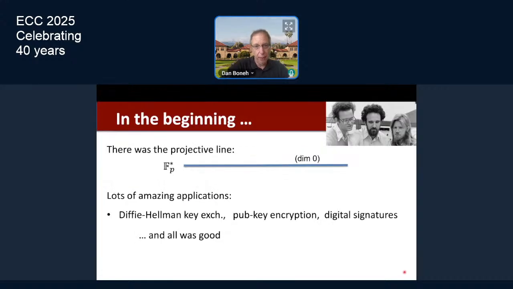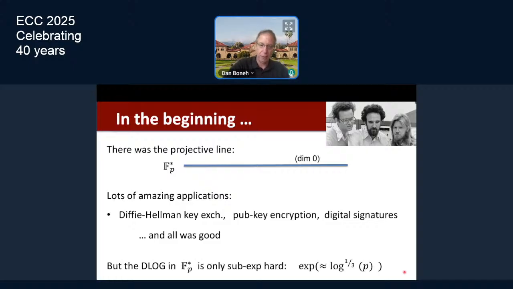In the beginning, we had the projective line. The projective line enabled us to do a whole bunch of things, like Diffie-Hellman key exchange, public key encryption, digital signatures, some form of zero-knowledge proofs, lots and lots of amazing applications, and all was good. The problem was, of course, that the projective line, or as we know it, discrete log in finite fields, is not particularly hard. In particular, there are sub-exponential attacks, which forces these primes to be quite large.